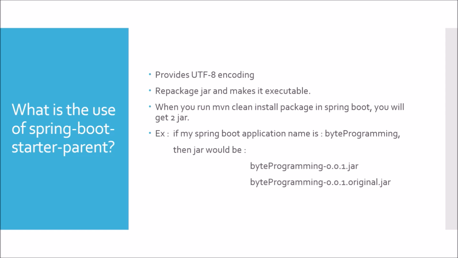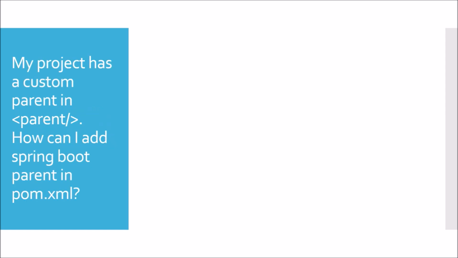Moving towards next question. My project has a custom parent in parent tag. How can I add a Spring Boot parent in pom.xml? It may happen that your enterprise or real-time project already utilizes parent tag in pom.xml. Now in such case, if you want to add your Spring Boot parent dependency, how could you add it? Because it is a parent dependency.